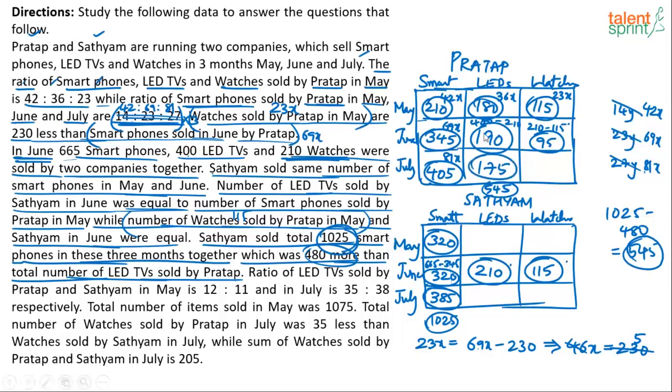You getting it? 545 minus 370. Next, the ratio of LED TVs sold by Pratap and Satyam in May is 12:11. So the number of LEDs sold by Pratap in May is to the number sold by Satyam in May as 12:11. So basically 12:11 is equal to 180 is to what? This is 15 into 12, so this should be 15 into 11, which is 165.